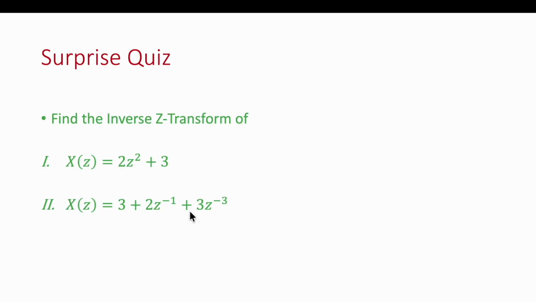So this is a quiz. You can solve it yourself and let me know what the answer is. You need to find the inverse z transform of x of z is equal to 2z square plus 3. The second question is x of z is equal to 3 plus 2z minus 1 plus 3z minus 3.